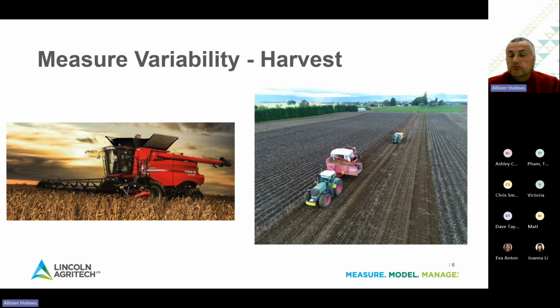So on the left here, we've got a combine harvester harvesting a crop, and every second or maybe 2 seconds, it's recording its GPS location, a mass of the grain that it's harvesting or is traveling through the harvester, and often other parameters such as grain moisture, grain protein, and other parameters. And on the right here, we've got a potato harvester, which is doing very similar. So every second, it's got load cells under one of its belts, and it's recording the mass of potatoes every second as it travels through the paddock, and that can be mapped.